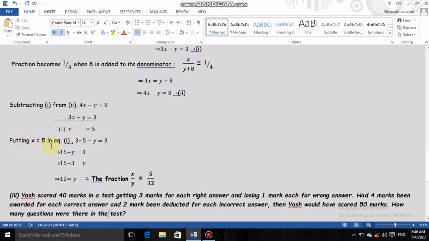Putting x is equal to 5 in equation 1, 3 into 5 minus y is equal to 3. So 3 into 5, 15 minus y is equal to 3. 15 minus 3 is equal to y. Or 12 is equal to y. Therefore, y is equal to 12. So the fraction x by y is, x is 5 and y is 12.